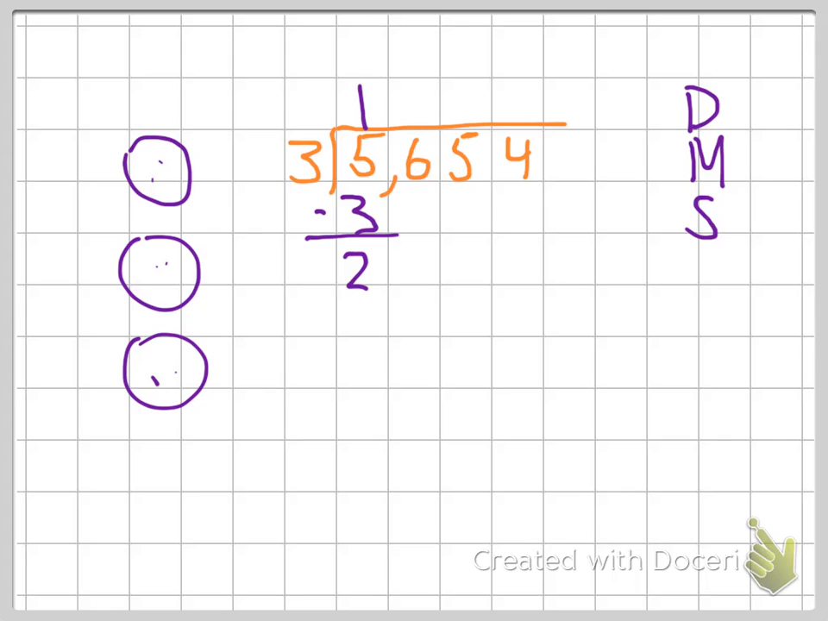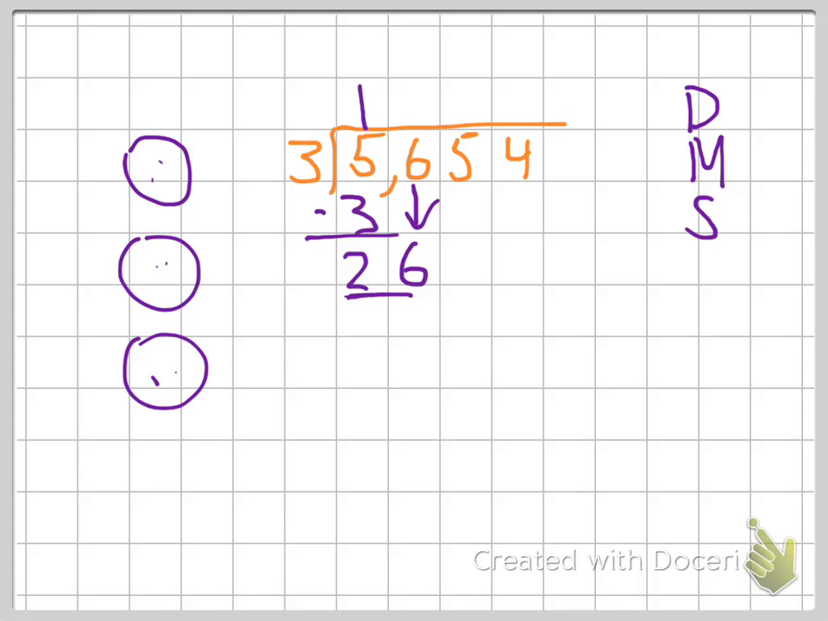You would be unable to put a thousands block in each group, because you have 3 groups and you only have 2 blocks. This is where we bring down, and what bringing down is, it's regrouping. We turn those thousands blocks into hundreds blocks. They become 20 hundreds blocks, and you have 6 hundreds here. The 20 and the 6 make 26 hundreds blocks.